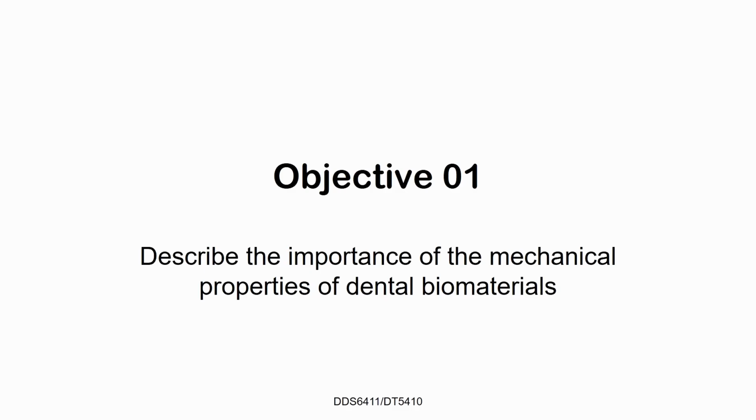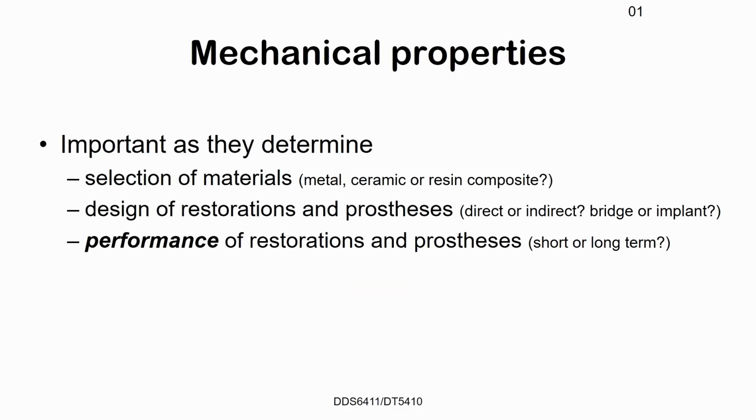So obviously mechanical properties are important. Why are they important? First of all, as I said, they allow you to select the right materials. You need to know whether metal, ceramics, or resin composite is the right one for the restorations that you are going to prepare. And they would determine the design of those restorations or prostheses, as I'm going to give you some examples later on. And ultimately, they will determine how well your restoration is going to perform clinically. Okay?